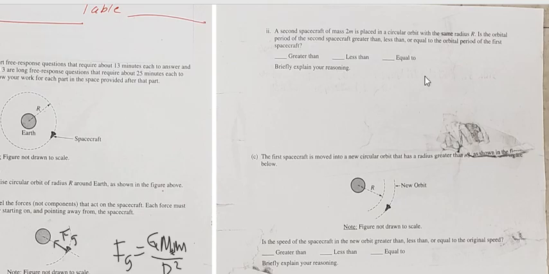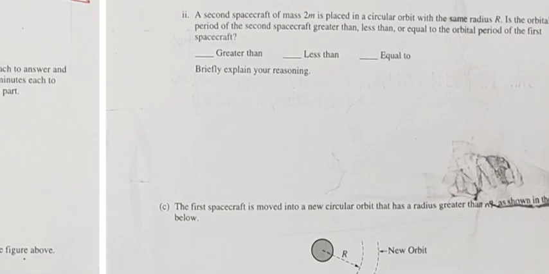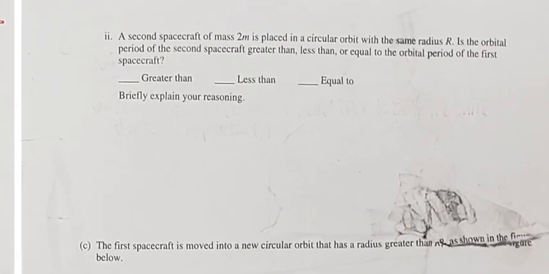Okay, on to the check boxes. From what I saw, people did a pretty good job on this. But usually when you have check boxes, you can reference one of your equations, so it's probably a good thing. So a second spacecraft of 2m is placed in a circular orbit at the same radius r. The orbital period of this spacecraft is greater than, less than, or equal to. So basically what's happening is they're just changing the mass.